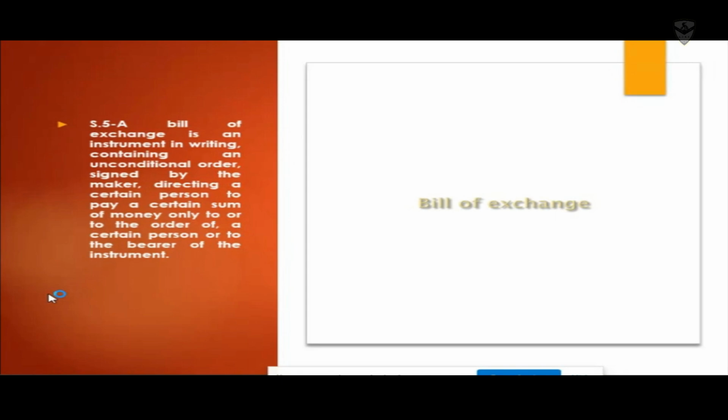In the case of a bill of exchange, the check is a bill of exchange. So a bill of exchange is an instrument in writing. Just like an unconditional undertaking, it contains an unconditional order signed by the maker directing a certain person. So in the case of a check, a drawer is directing the bank to make the payment, directing a certain person to pay a certain sum of money only to, or to the order of, a certain person or to the bearer of the instrument. So the person whose name is mentioned is directing the bank to make the payment to so and so person who comes with the check.